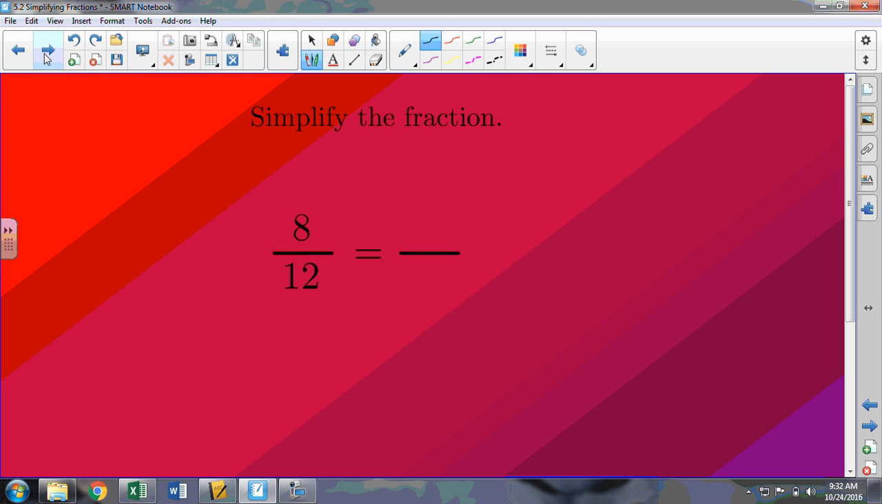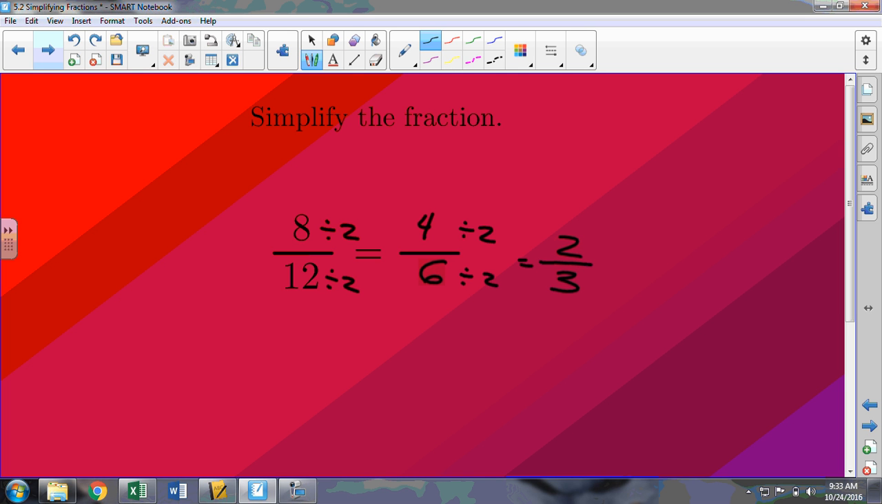Simplify here. What number goes into both 8 and 12? Okay, 2 is one option. If we divided that out, we would get 4 and 6. And although that's simpler, it's not simplified, because we could still go smaller. We could divide by a second 2, which gives us even smaller 2/3. And there we're done.